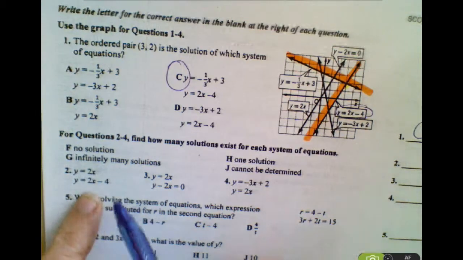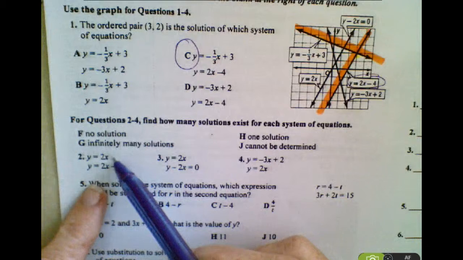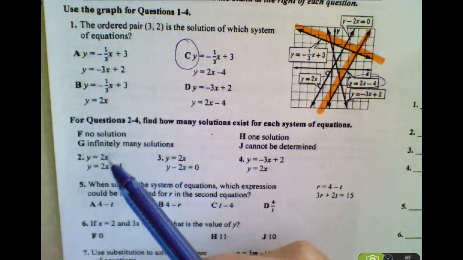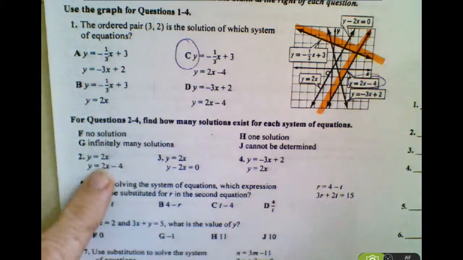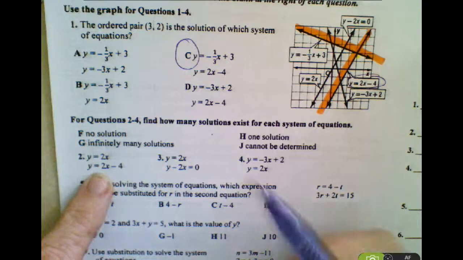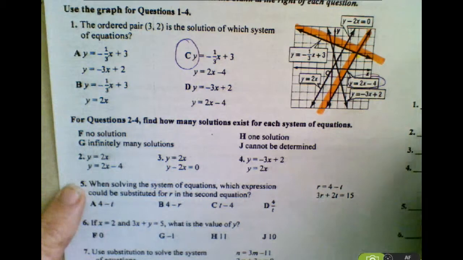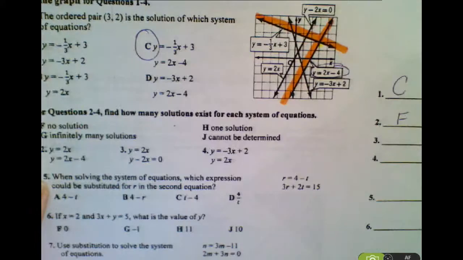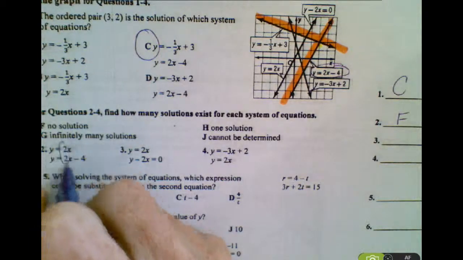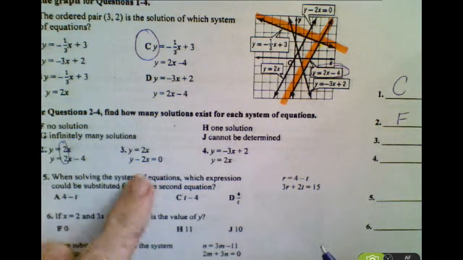Okay? So what do you know about number 2? What's the slope of the top equation? Sydney, what's the slope of my top equation? 2. What's the slope of my bottom equation? 2. So same slope, so what kind of lines are they? Parallel. So they have no solution. So 2 is going to be F. They have the same slope.